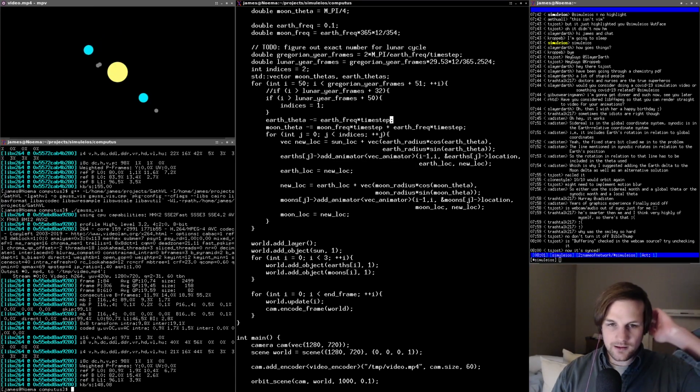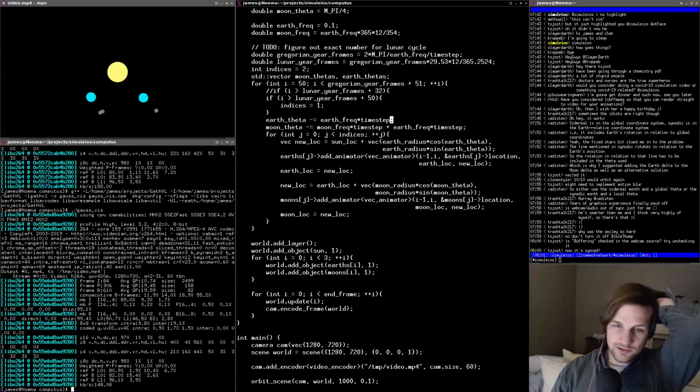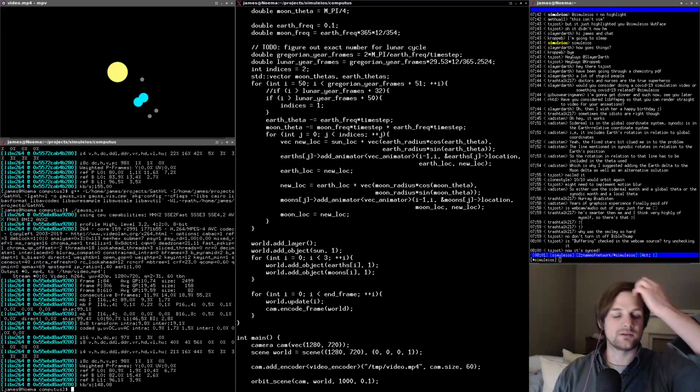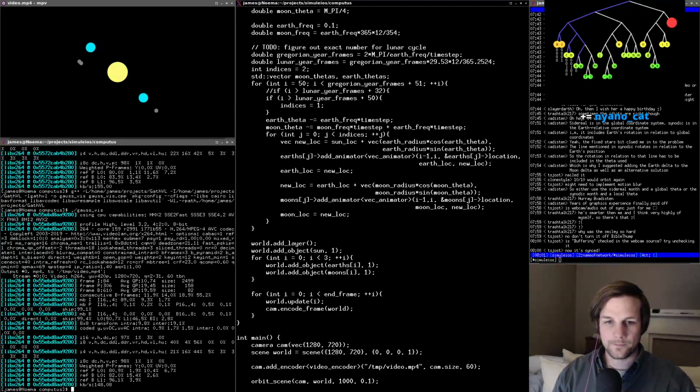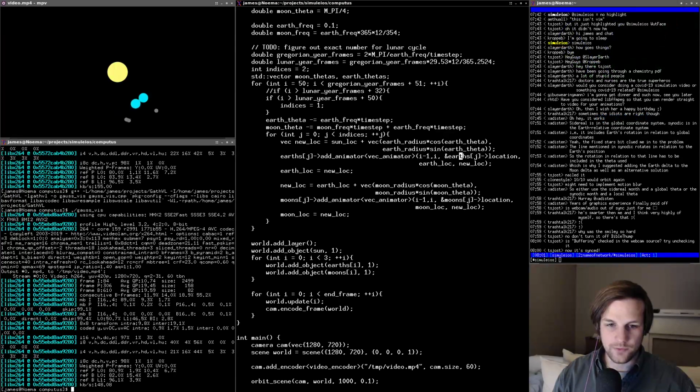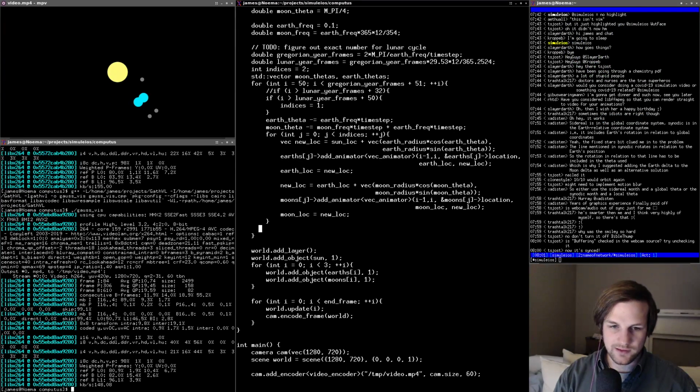Okay, so we have the earth theta and we have the moon theta. And what I want to do is, if i is greater than lunar year frames, what do I want to do? I want to put all of those thetas, and this is equal to 1. And down here, I'm going to create a new if statement saying that if indices is equal to 1.